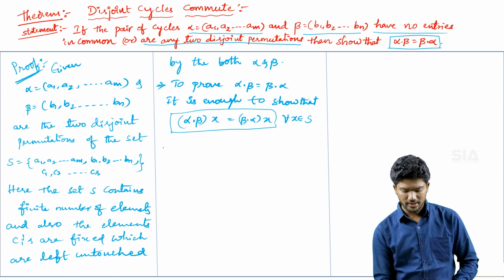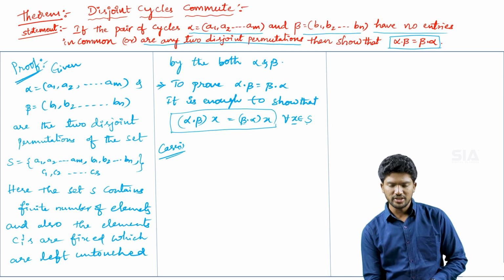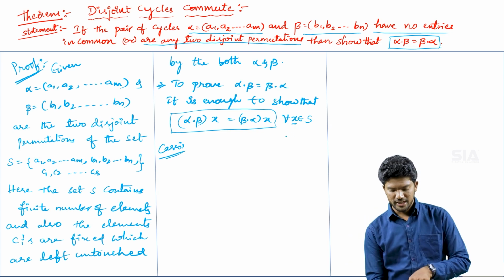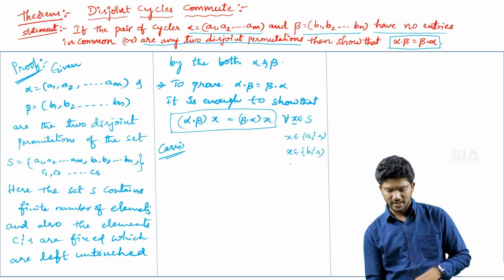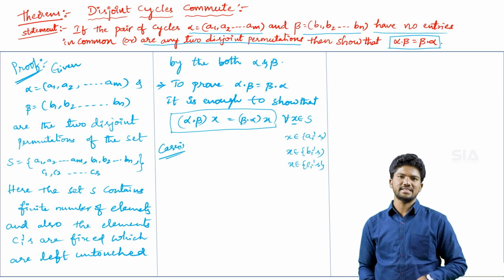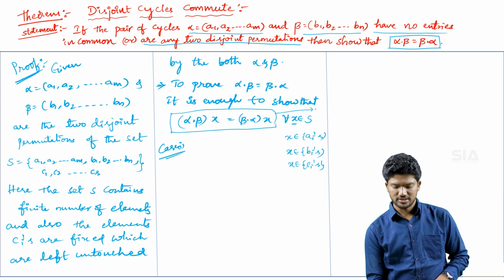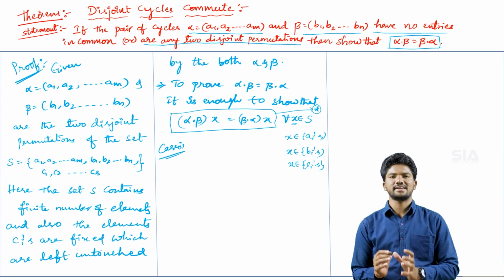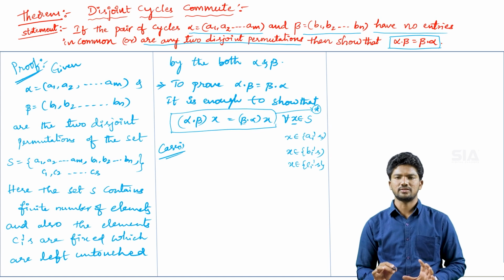So now I am taking case 1. Okay, in case 1, here small x belongs to S. That means in case 1 we can take x belongs to a suffix i's. In case 2 we can take x belongs to b suffix i's, and in case 3, x belongs to c suffix i's. So by taking these three cases with respect to x belongs to S, we have to prove this equation star. Then we can clearly say that the disjoint cycles will satisfy the commutative property, alpha into beta is equal to beta into alpha.